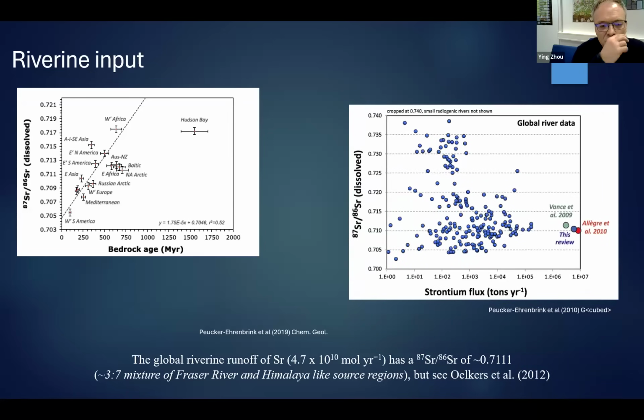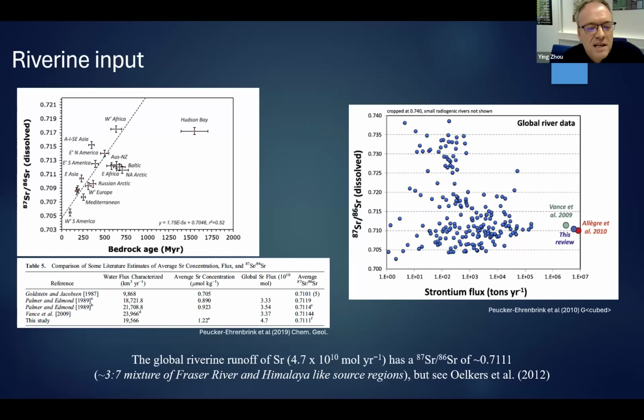So we can integrate all those sources, looking at the volume of material coming into the ocean and their isotopic ratio. And so most estimates end up with something around 0.7011 as the riverine load. Okay, so that's our end member in terms of the radiogenic end member. We're weathering rubidium-enriched continental crust, and that's bringing in strontium. The river runoff is 4.7 times 10 to the 10 moles per year.